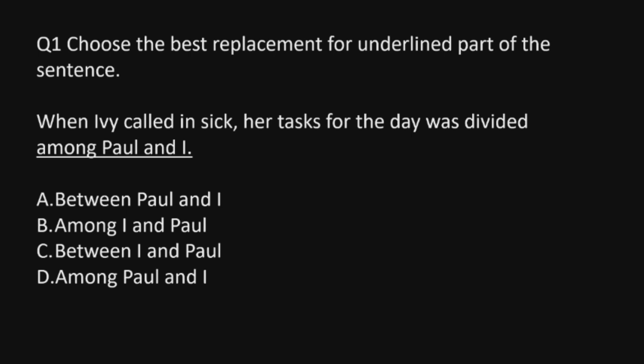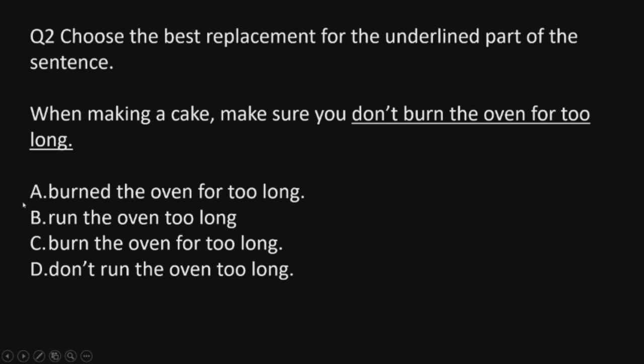So for two people, "among" is the wrong word. First of all, "among" is for a group of people. So we have to find an option without "among". So option A and option C can be that. Next, for the best sentence, the name of the other person should come first. So it will not be "I and Paul", it should be "Paul and I". So the overall answer will be A, between Paul and I. Okay, so this is the answer.